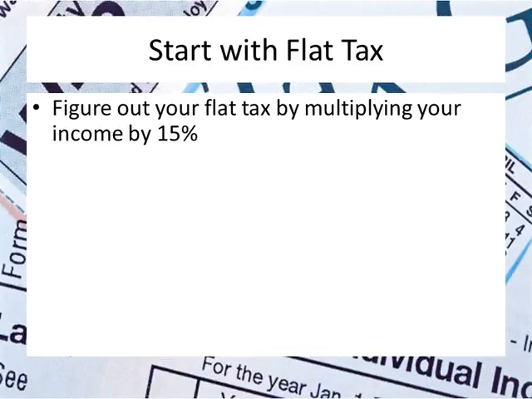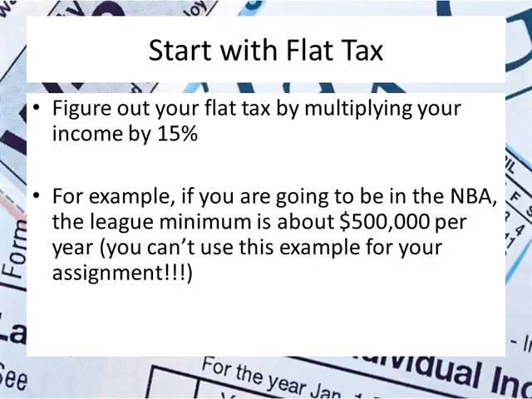You're going to start with the flat tax. So you're going to figure out your flat tax by multiplying your income by 15%. For example, if you're going to be in the NBA, the league minimum is about $500,000 per year. So the least experienced player in the whole NBA that sits on the bench is making $500,000 a year, which is pretty awesome. You're not allowed to use this example for your assignment.